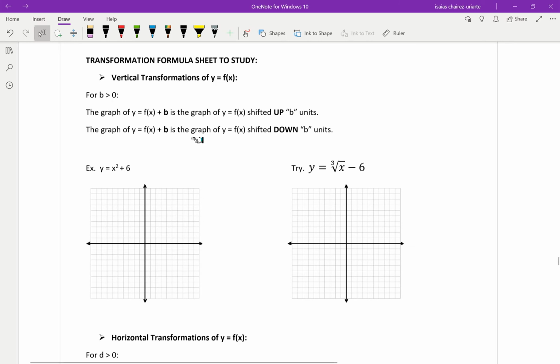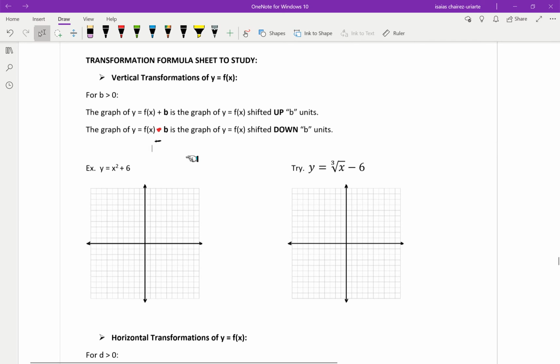So let's see. If b happens to be positive, then the graph of f of x plus b is the graph of f of x shifted up b units. Here there's a little mistake. Let's change this mistake. This should be a negative right there. So the graph of f of x minus b, that's when we are shifting the graph down b units. Sorry about this mistake in the notes, but change that to a minus there. That's what was supposed to be there.